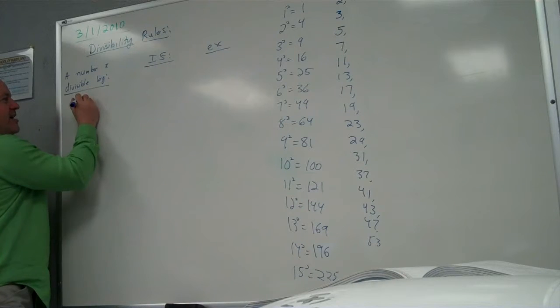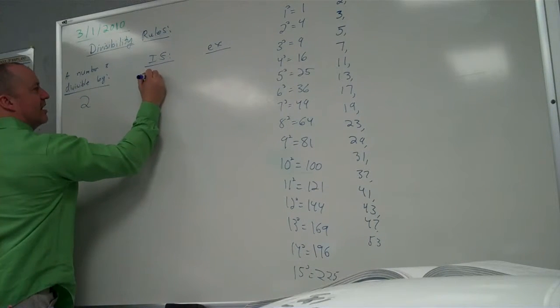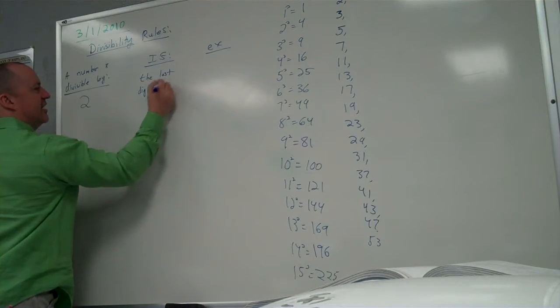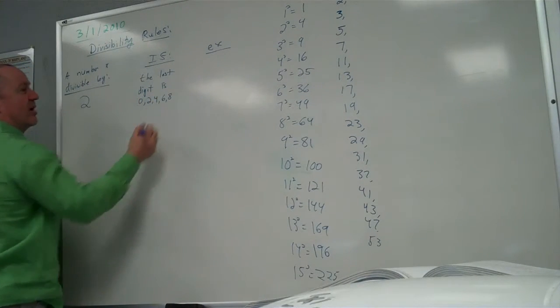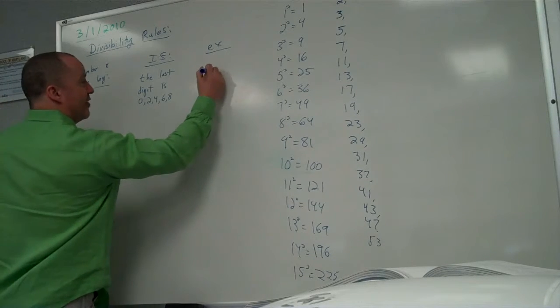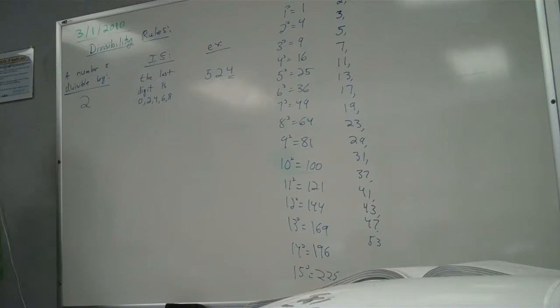That's right. A number is divisible by 2 if the last digit is 0, 2, 4, 6, or 8. In other words, if it's an even number. For example, 524. I don't know much about it, but 4 is the last digit, so I know it's even. I know I can divide it by 2. Okay?